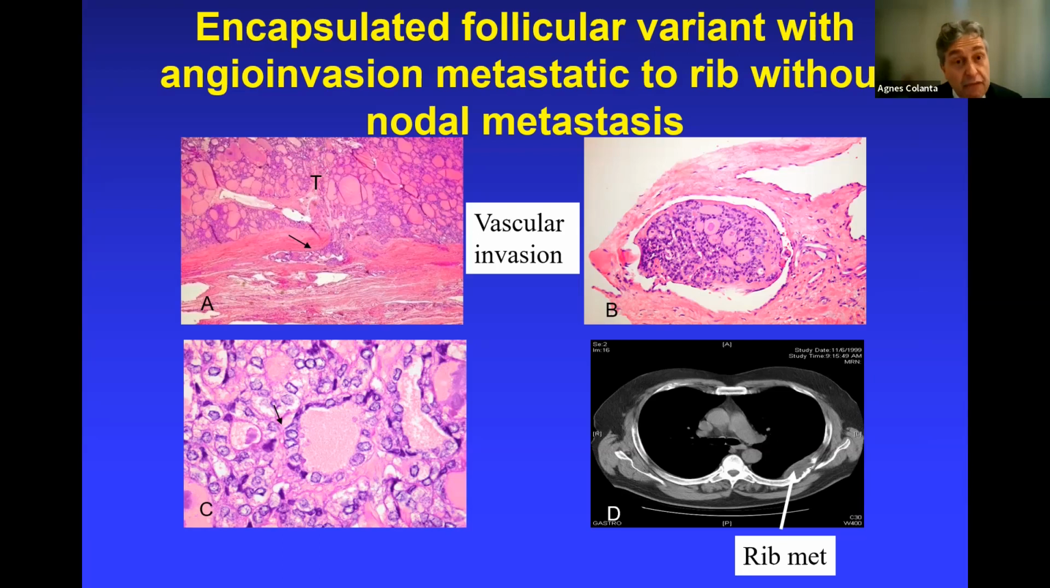But if you have invasion, especially angioinvasion, you can actually have a problem, like in this particular case where you have vascular invasion here and here, and the nuclear features of papillary carcinoma here. You can see that this nasty tumor traveled to the rib, interestingly bypassing the lymph node, which is typical behavior of follicular carcinoma or a RAS mutated tumor.